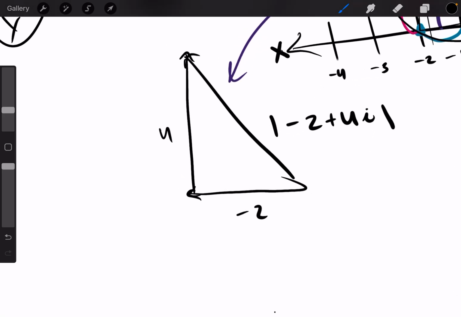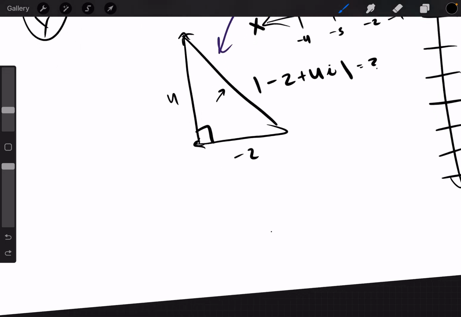So let's focus on this. This is a right triangle, correct? And we don't know what the value of this is yet. One way we can find that is with the Pythagorean theorem, because as we can see here, this is the hypotenuse, because this is the largest side. And the Pythagorean theorem looks like this.